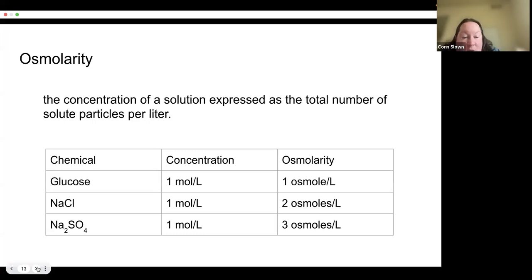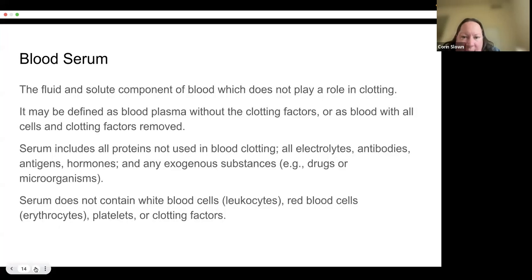Whereas sodium chloride, when it goes into solution, it actually becomes two ions. So the concentration, if I had a 1 molar solution of sodium chloride, would be 2 osmoles per liter because there are two particles generated from sodium chloride. Similarly, a 1 molar solution of sodium sulfate, which was an example we looked at last class, would actually be 3 osmoles per liter, again, because it's the number of solute particles per liter. So you might be thinking to yourself, well, what does that have to do with osmosis and the movement of water? And that's where we're going to spend a little bit of time thinking today.